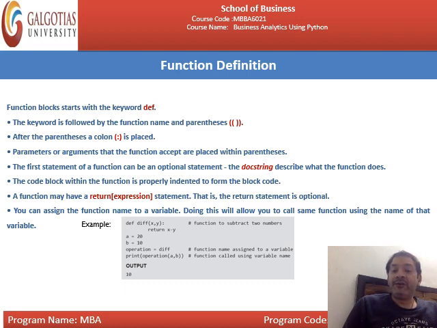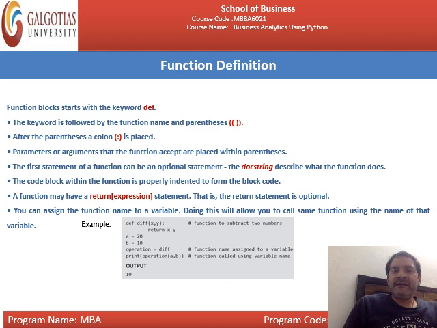I have already told you that indentation is a very big matter in this particular programming language. So use proper indentation to form the code block. Next one: a function may have a return expression statement. You write this, for example, operation equal to diff, a equal to 20, b equal to 10. These are the expressions. The return statement is optional.